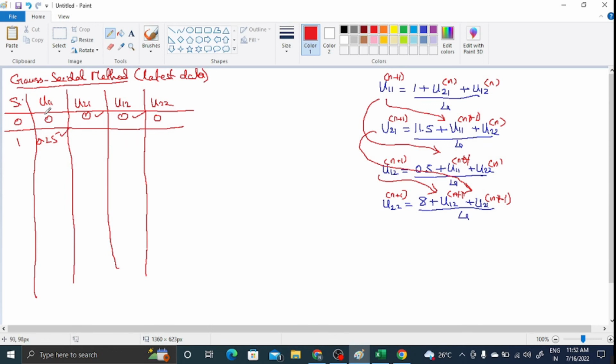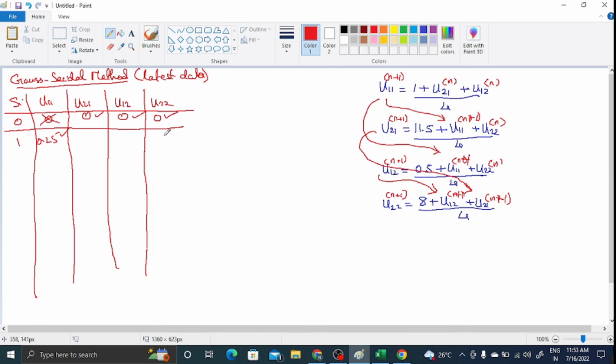0.25 is available, so there is no need to use this 0. Always use latest data. So u11 equal to 0.25. But what about u22? For u22, we have to use this data. So please note, we have to use 11.5 plus 0.25 plus 0 divided by 4.